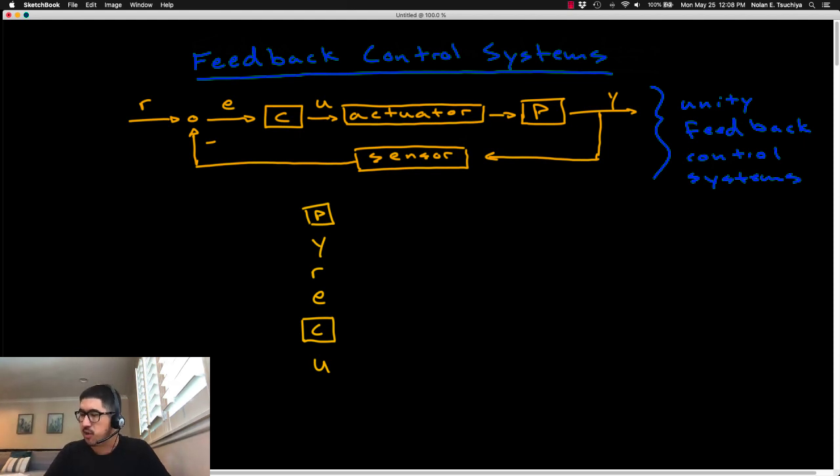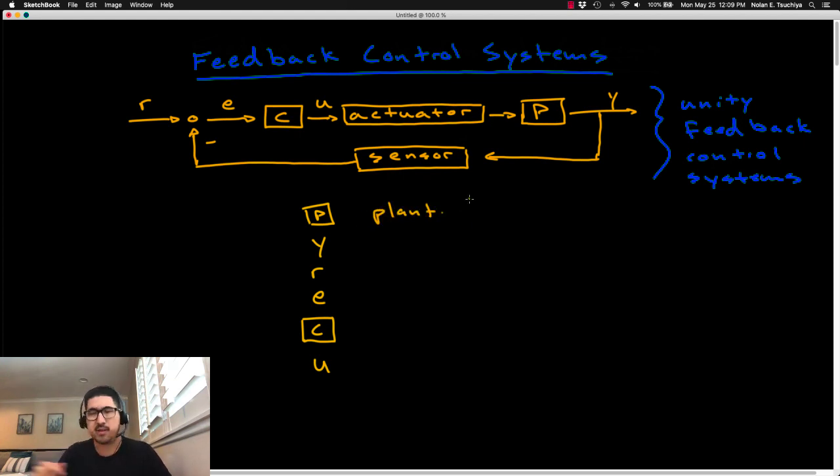It all pretty much starts here with the unity feedback control system. This is a block diagram that governs most of modern control systems and is a good place for us to start. If we take a lap around this feedback control system, we can try to identify all of the major components. The block with a P inside of it, this represents the plant.